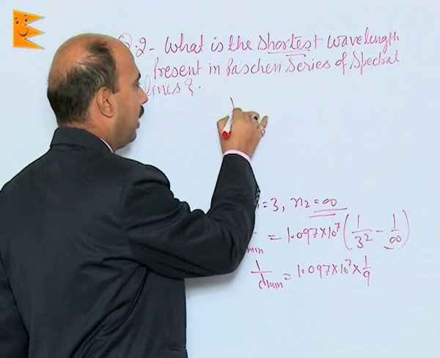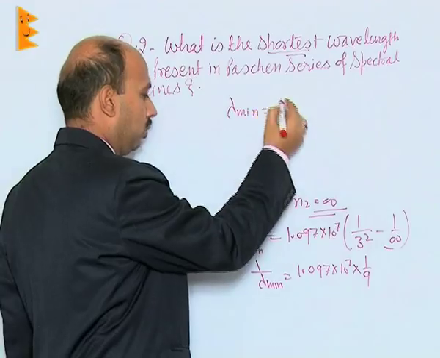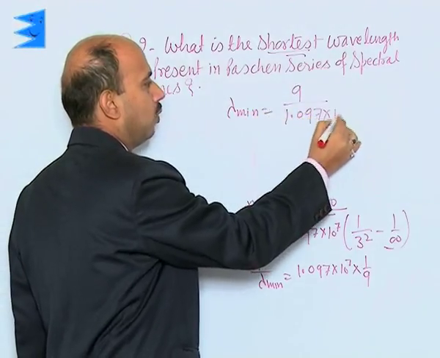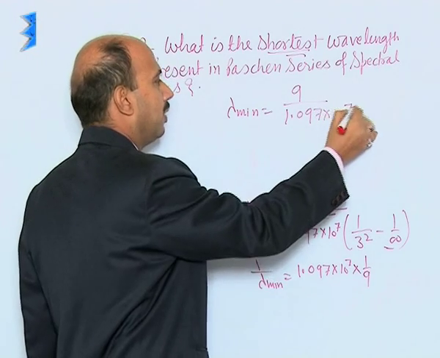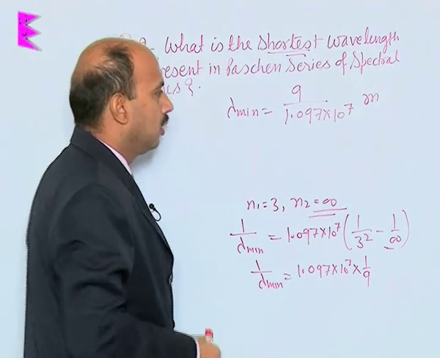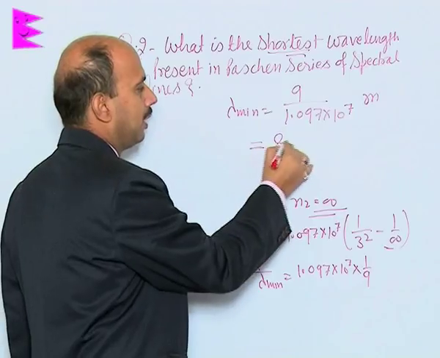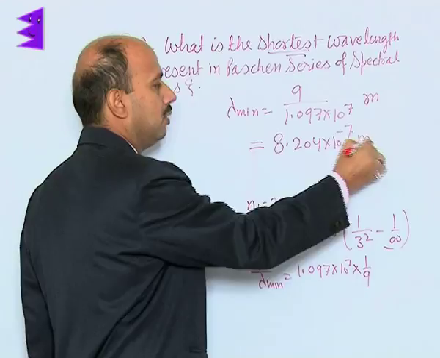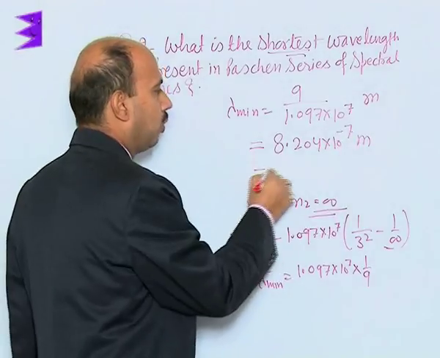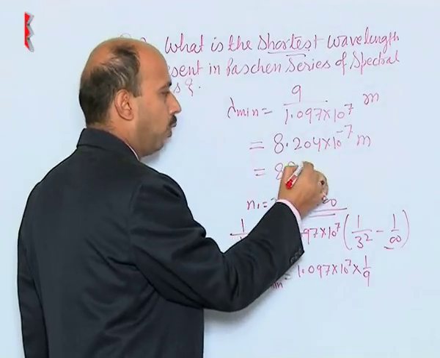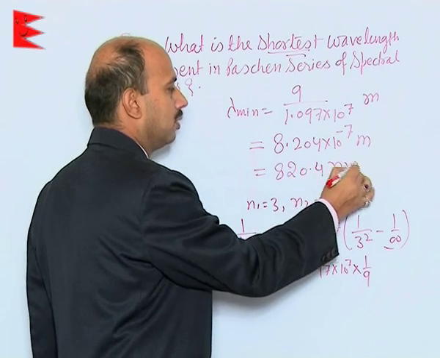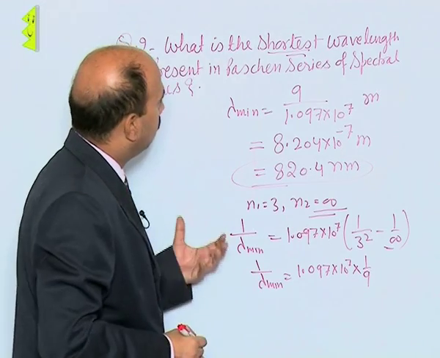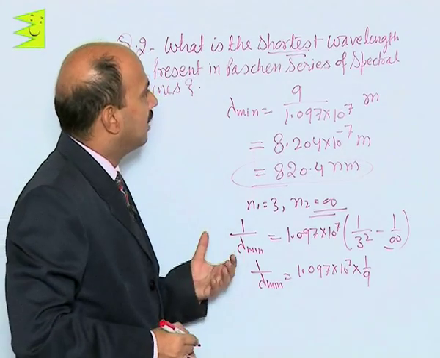So, we can write lambda minimum is equal to 9 divided by 1.097 into 10 raised to power 7, that is here in meter. On solving, we will be getting 8.204 into 10 raised to power minus 7 meter, or we can write down here 820.4 nanometer. So, this is the minimum wavelength of the photons emitted in Paschen series.